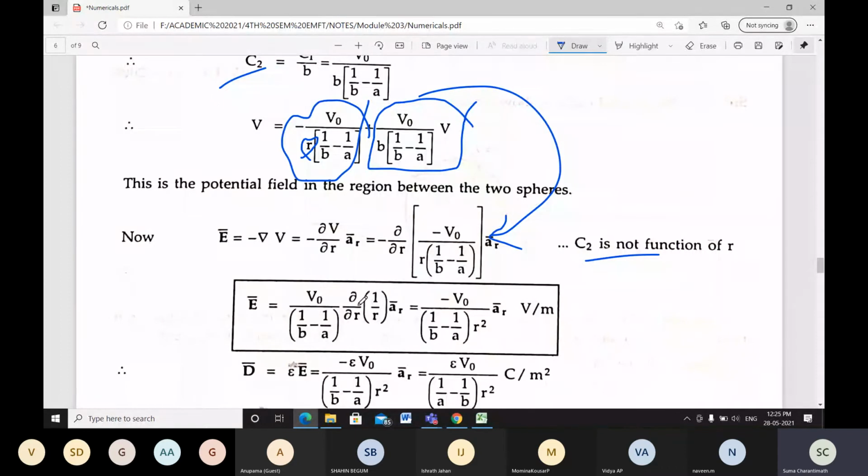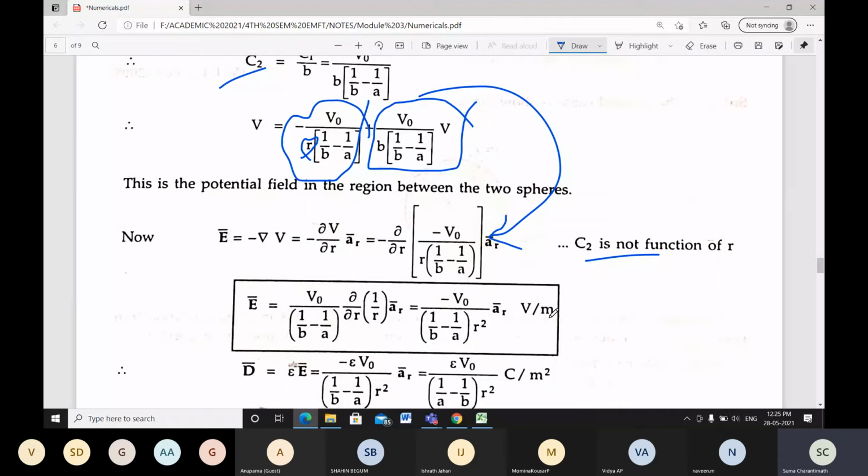For that reason, dou divided by dou R of 1 by R, when you differentiate, you will get minus 1 by R square. That is nothing but I can write as minus V naught divided by 1 by B minus 1 by A into R square into a_R volts per meter.